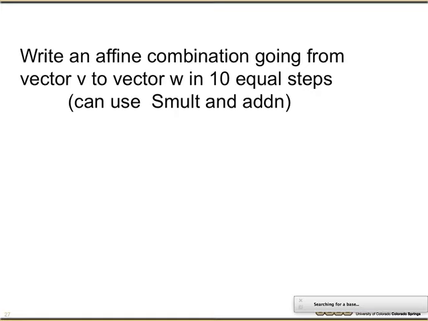So the last question, which is the one I wanted to make sure we got to: write an affine combination going from vector V to vector W in 10 equal steps, where you use this idea of smult and addn. Given the amount of time, I will just go through it. So what do you think that looks like? I have to go in equal steps. So how do I get equal steps? If I did it in NumPy, that would be right. But what's an affine combination from the reading? So alpha u plus beta v is a general affine combination.